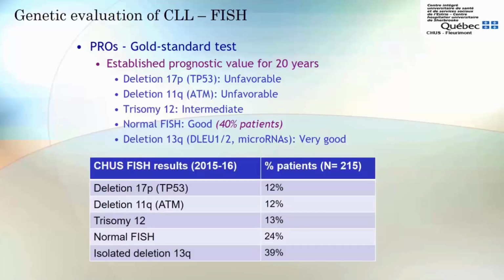In a survey of FISH results issued by our lab in 2015 and 16, just before our transition to aCGH, 24% of cases had normal FISH results. As you can see, 40% had an isolated deletion 13q, while 12 to 13% of patients were having either a deletion 17p, a deletion 11q, or a trisomy 12.